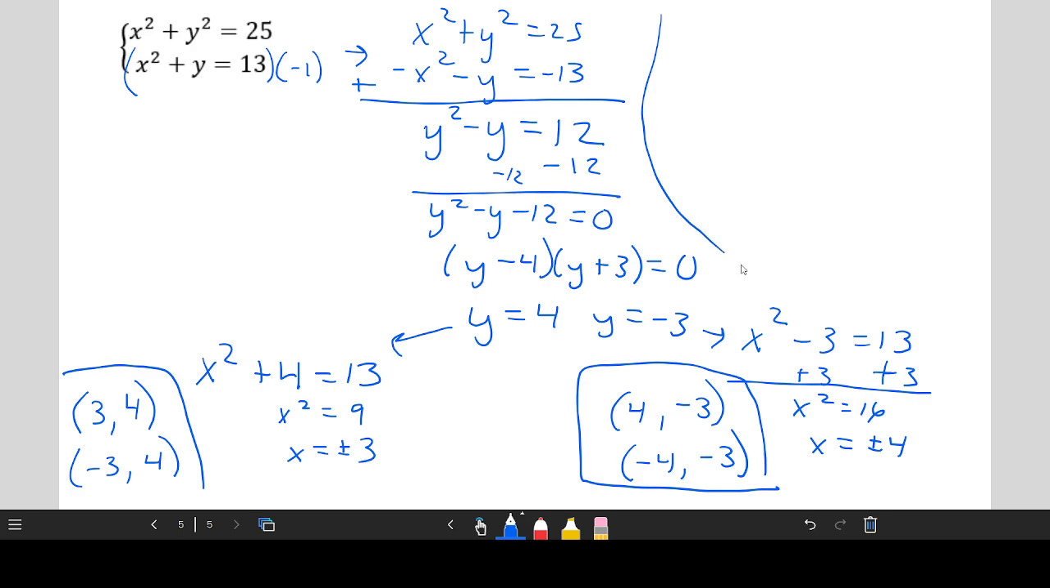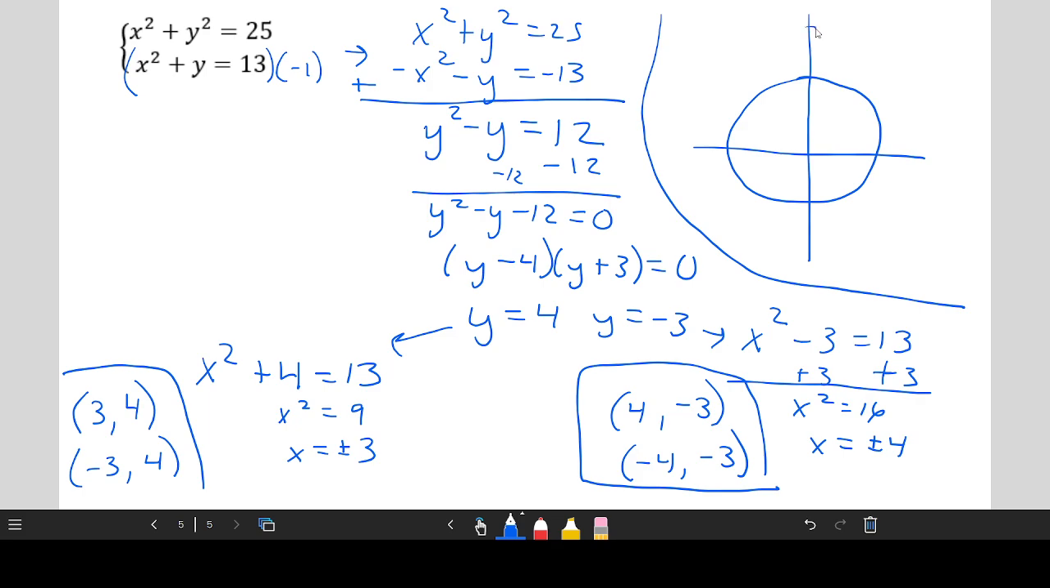So four solutions again. In this case, the top one is a circle. Both x and y are being squared, and there's addition. The second one, the y was to the first, so that's just a parabola. And when I graphed it, it looked something like this. So a circle and a parabola, and there's our 4 points of intersection that we just found.